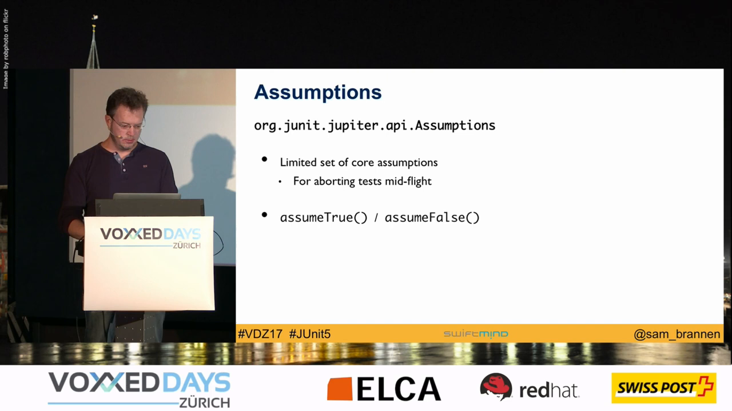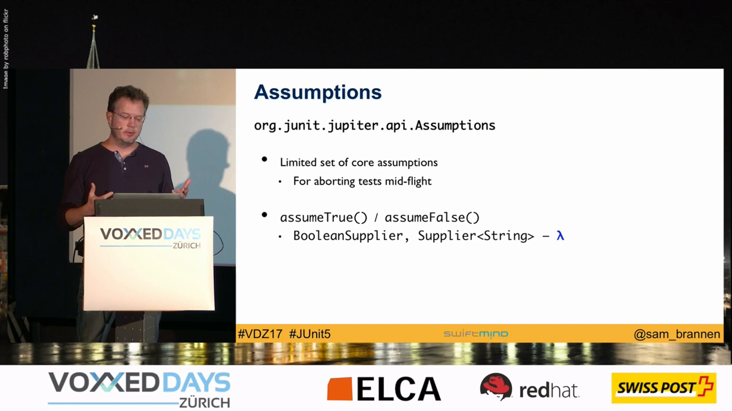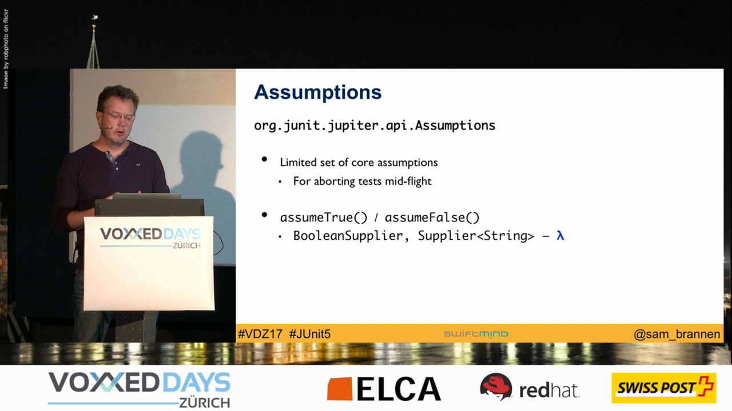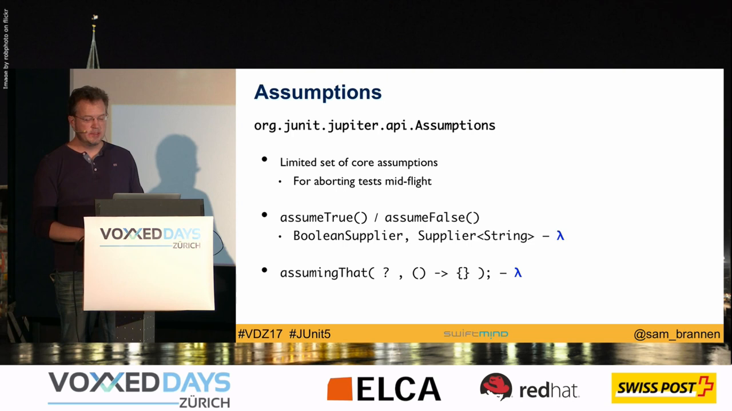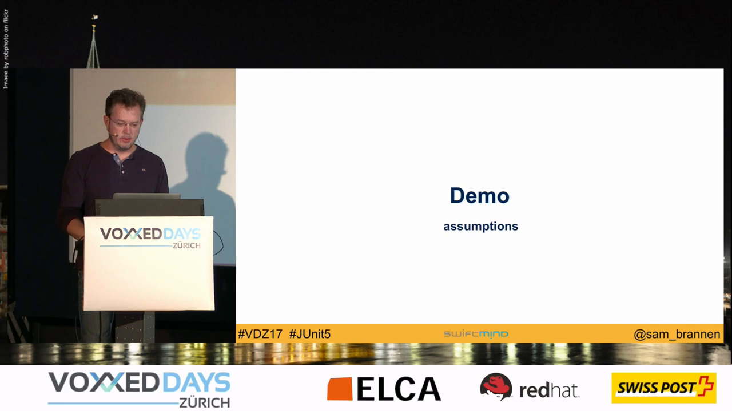Assumptions, we also have support for that. That's something you might have seen in JUnit 4. So there are times when you want to say, I want to assume this is true before I continue. For example, to abort the test mid-flight, maybe you only want to run that test on the CI server, or maybe only when you're running on Windows, or maybe only on Mac, something like that. So we have assume true and assume false, like in JUnit 4, but we also support Boolean suppliers and suppliers of strings, so you can use lambda expressions and method references for that in JUnit Jupiter. And there's another one that's like a sophisticated if block. You could say, assuming that some condition is true, then execute this little block of code provided via lambda expression. I will skip that for the sake of time.